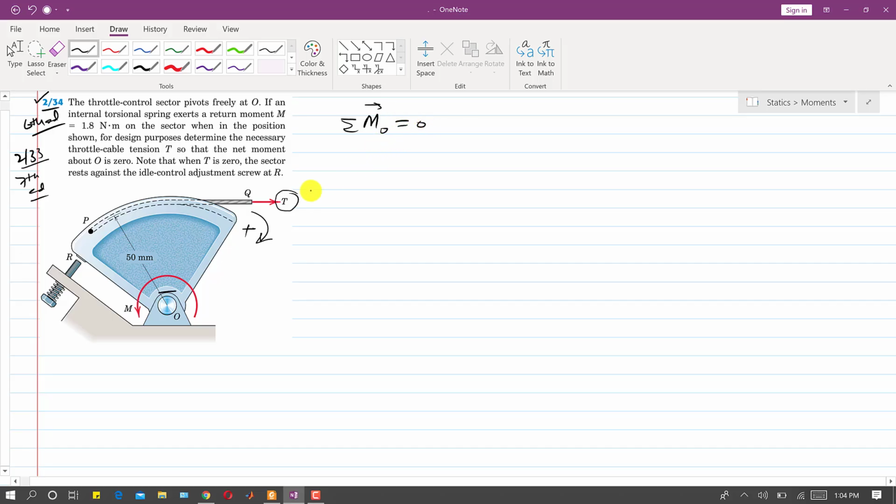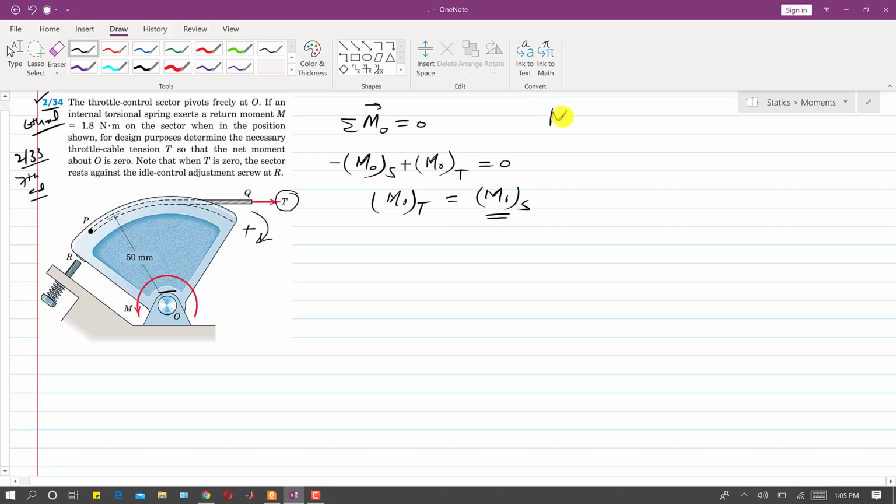One moment is produced by the spring, so I will write the moment about O by spring. That is the anti-clockwise moment, so if I write that, it is minus, and then I write the moment about O by tension T. The summation of these two moments will be equal to 0, right? So now we can write that the moment about O by T will be equal to the moment about O by spring, right?